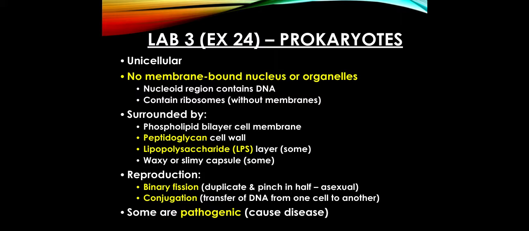To reproduce, prokaryotes will do binary fission. That's where they'll duplicate and then pinch in half. It's a type of asexual reproduction. And then there's also conjugation, where they transfer DNA from one cell to another, and that's considered a sexual reproductive method. And then, of course, some are pathogenic, which means they cause disease.